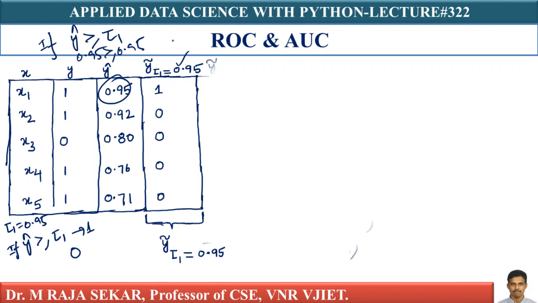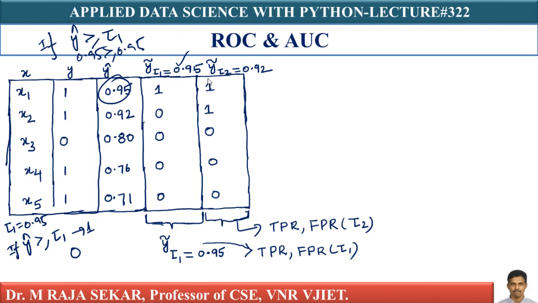Just see this one. Yes, you are getting class 1. Just see what's the reason. Is 0.92 y cap value greater than or equal to 0.95? False. You are getting 0. Is 0.80 greater than or equal to 0.95? No.